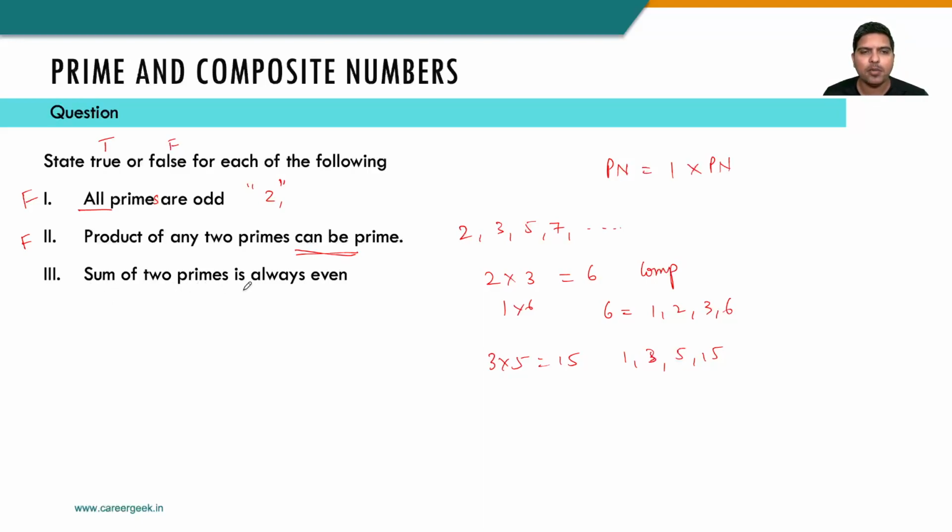Sum of two primes is always even. So the wording always, let us see. We have an even prime number 2 plus 3. So this doesn't satisfy, this is odd. Now if I add two odd prime numbers, yes, this is even. But is it always even? The answer is no. So this is also false. Okay, so just be careful about the wordings used in the exam.